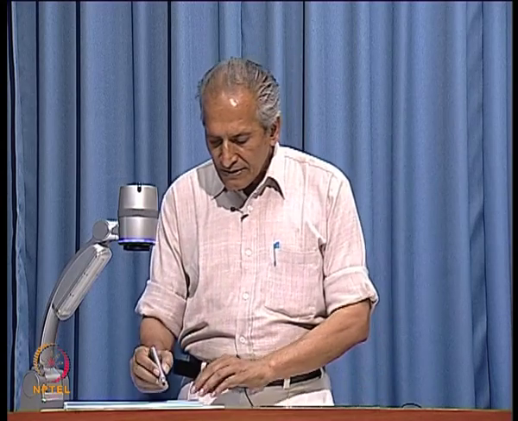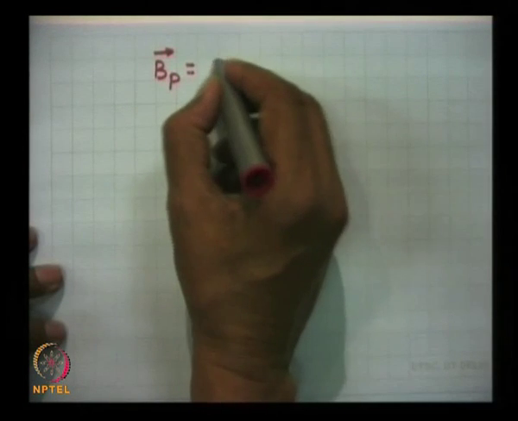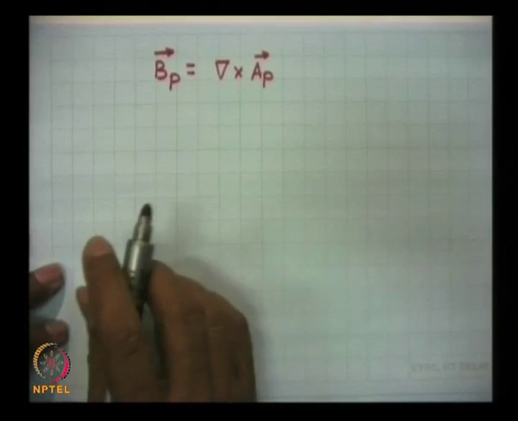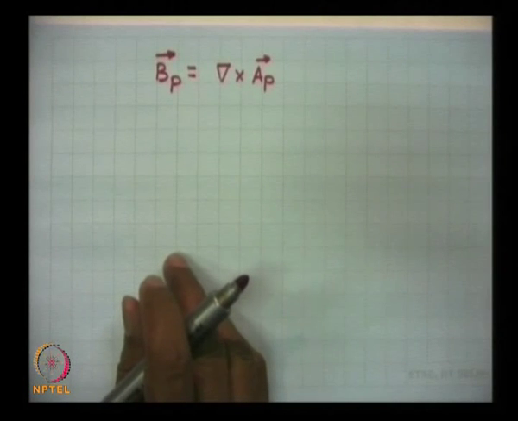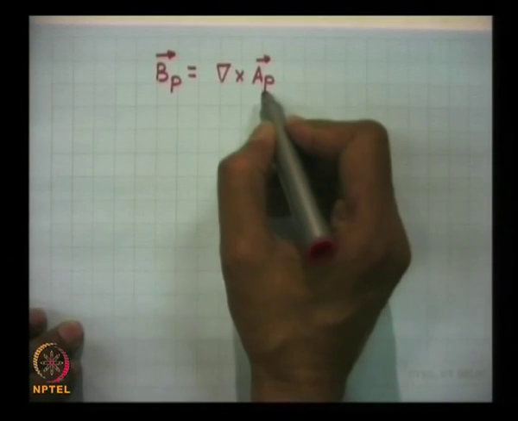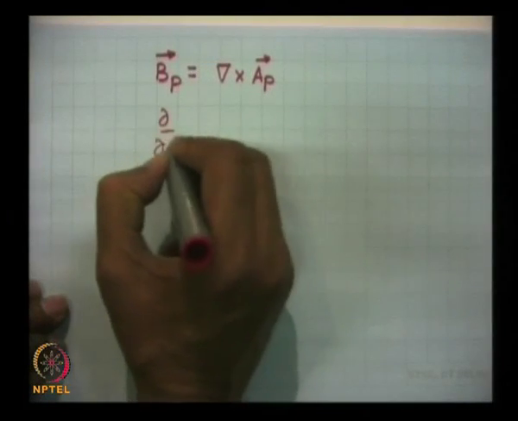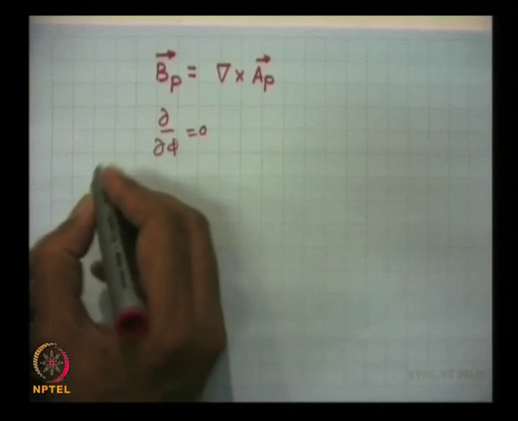And since we have been writing B poloidal is equal to curl of AP, we have seen that there is a constant of motion which was in terms of a quantity RAP. So I would like to first of all express these, P, though in general they are functions of R and Z. J is also a function of R and Z, and B is also a function of R and Z. There is no phi dependence for an axisymmetric system. So delta delta phi is 0. In view of this, I would like to introduce a quantity called flux function.